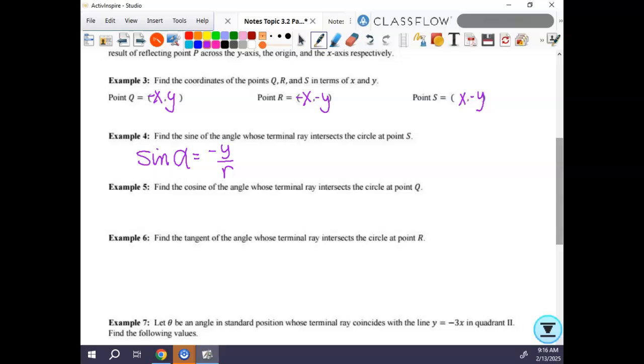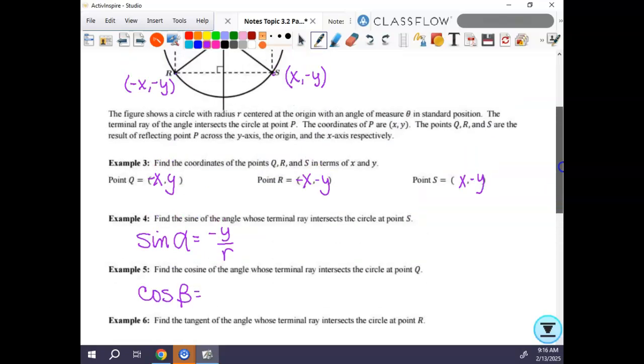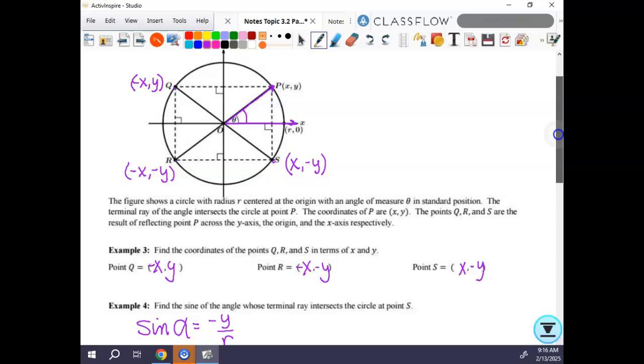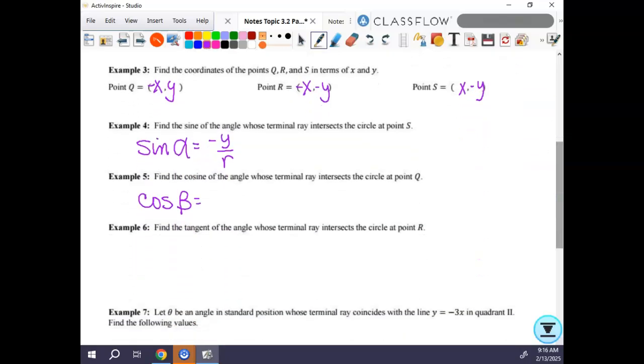All right, so then I want cosine. Well, I can't call the angle theta or alpha because I already have those. So let's use beta. That's usually the next thing that gets used after alpha, then beta. And we're looking at point Q. So this is cosine. So when I look at Q, I want the x value, right? Look at Q, that's a negative x over r.